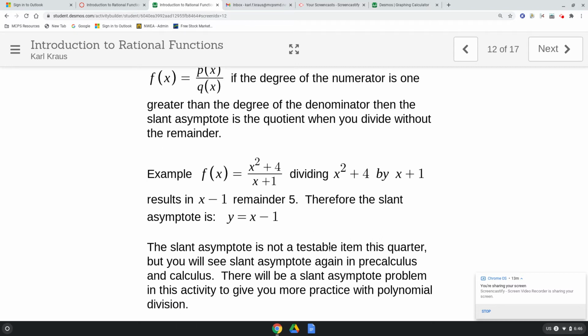The slant asymptote is not a testable item this quarter, but you will see slant asymptotes again in pre-calculus and calculus. There'll be a slant asymptote problem in this activity to give you more practice with polynomial division.